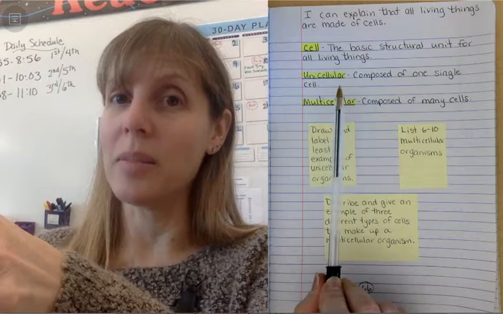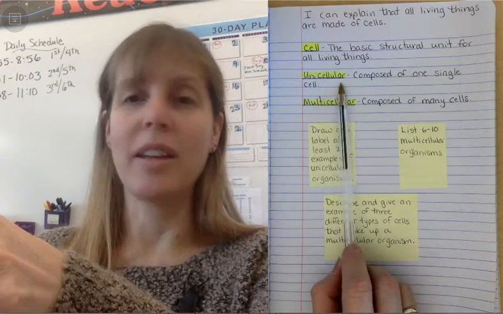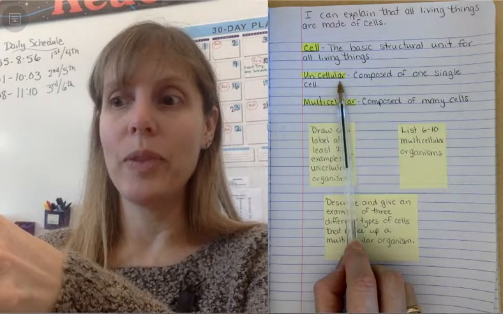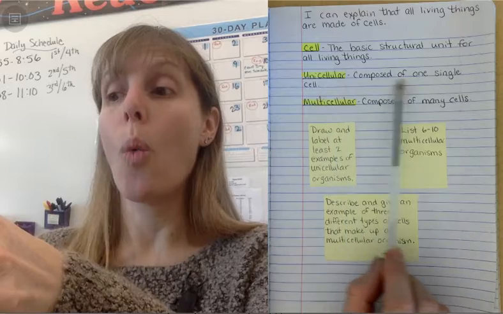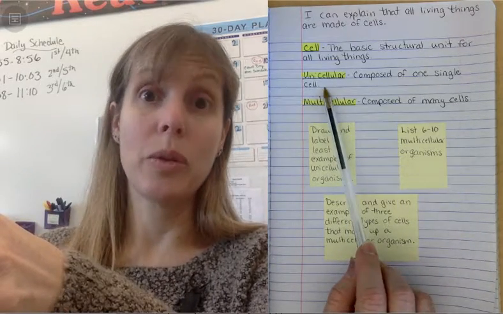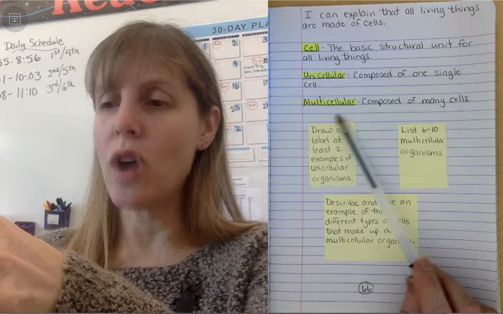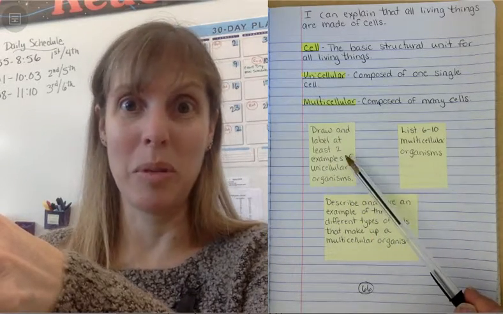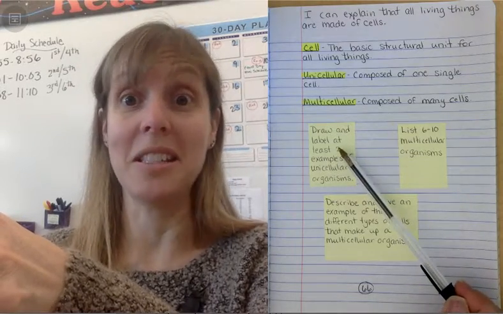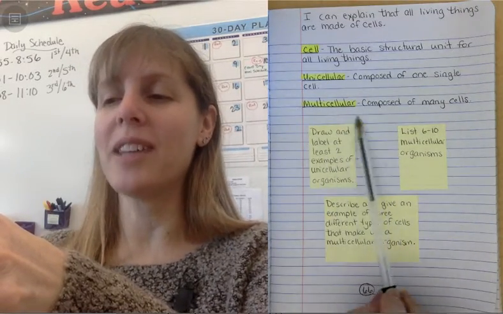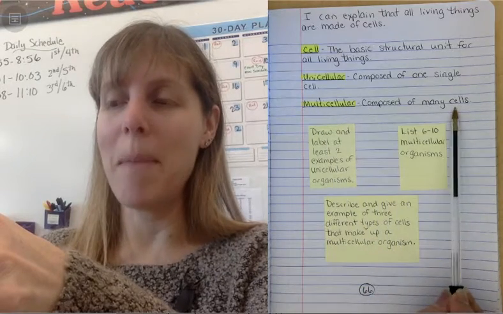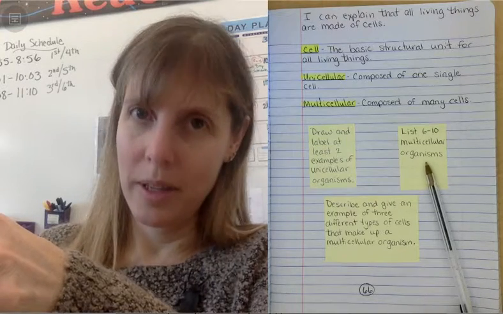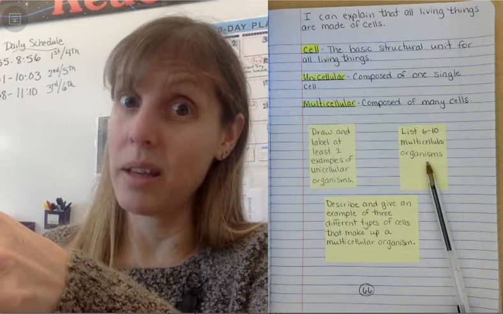There are two kinds of organisms, okay? One kind is a unicellular organism, like a unicycle with one wheel. Unicellular means one single cell. So they're organisms with one single cell. Today, you're going to draw and label at least two examples of unicellular organisms. They're cool-looking little jelly bubble things with tails and flagella and all kinds of neat stuff. And then you're going to look at some multicellular organisms that are composed of many cells. You're going to list 6 to 10 of those multicellular organisms here. Just a hint, it's everything that's not unicellular.